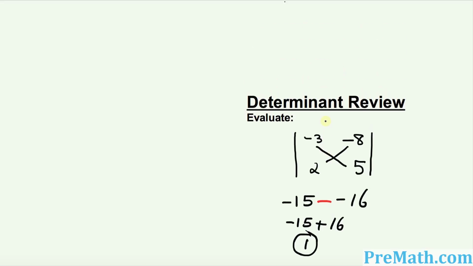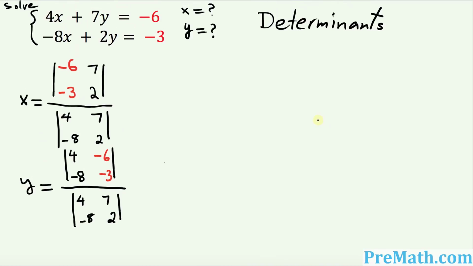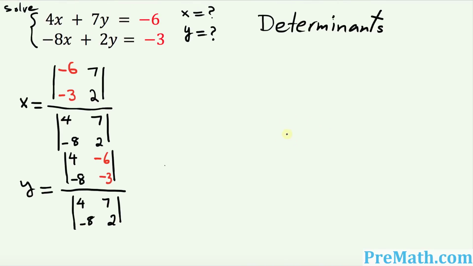So we're going to evaluate these determinants exactly the same way. Let's go ahead and do this. -6 times 2 is what? -12. Then I want you to put down a minus sign before you do anything else. And then do the cross multiplication the other way around, which is going to be negative what? 21.